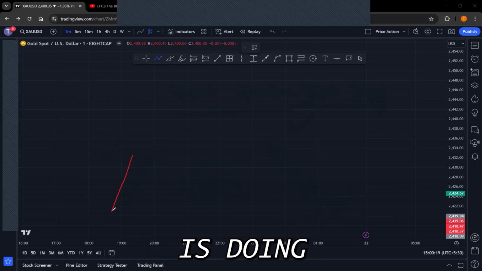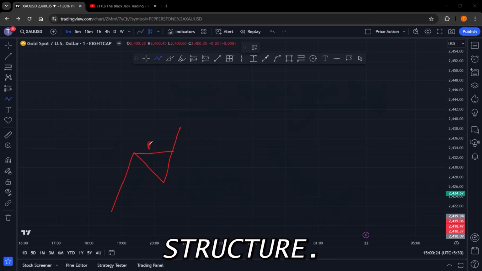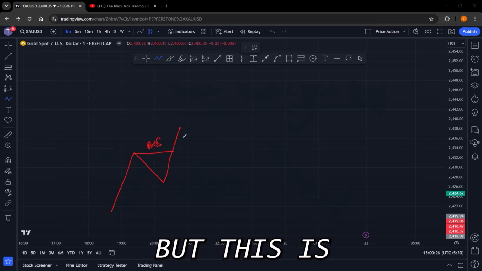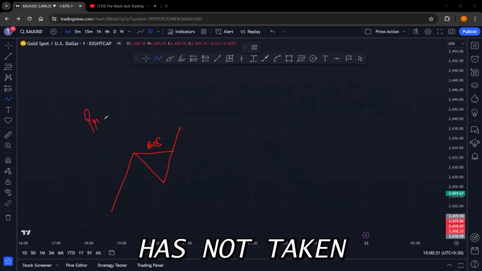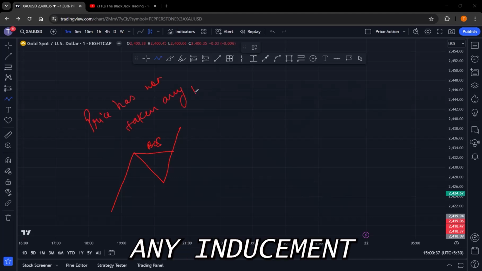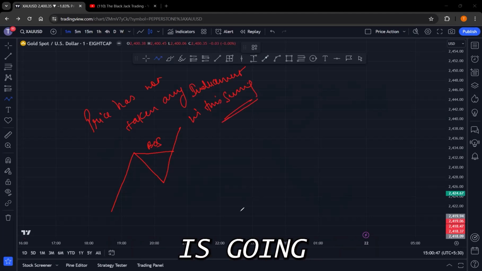So when the price is doing something like this, many traders mark this as a breakout structure, or they say this is a breakout, but this is not a genuine breakout. Why? Because the price has not taken any inducement in this swing. So what does it mean? That when the price is going upside, it will create some swings like this.